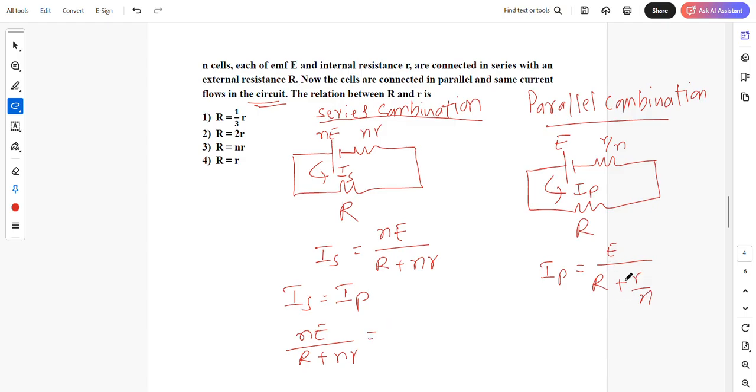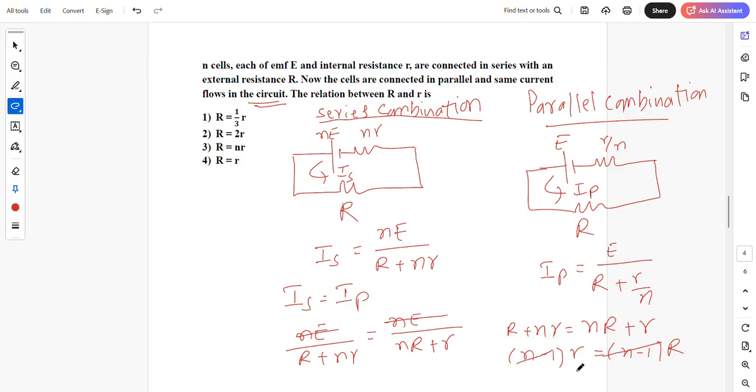That is equal to, after taking LCM, nE divided by nr plus r, where the n comes to the numerator. nE gets cancelled. We have r plus nr is equal to nr plus r. Now I can take n minus 1 into r. So n minus 1 into capital R, and n minus 1 gets cancelled. Capital R is equal to small r is the right answer for this one.